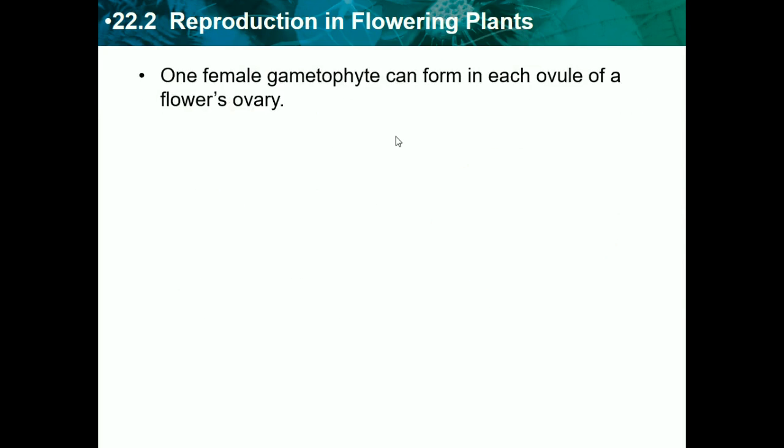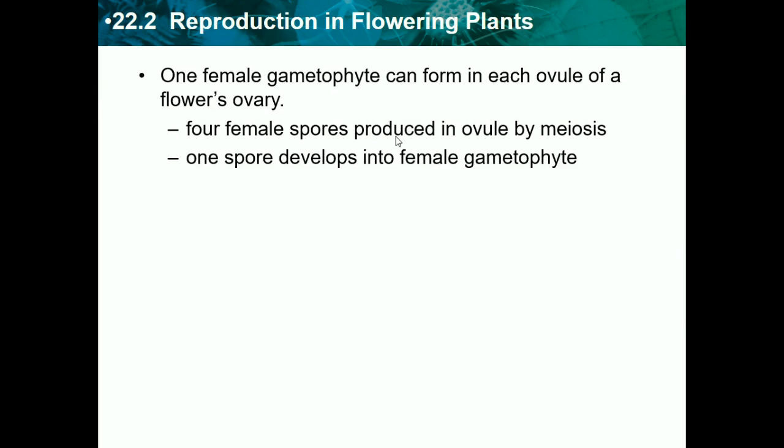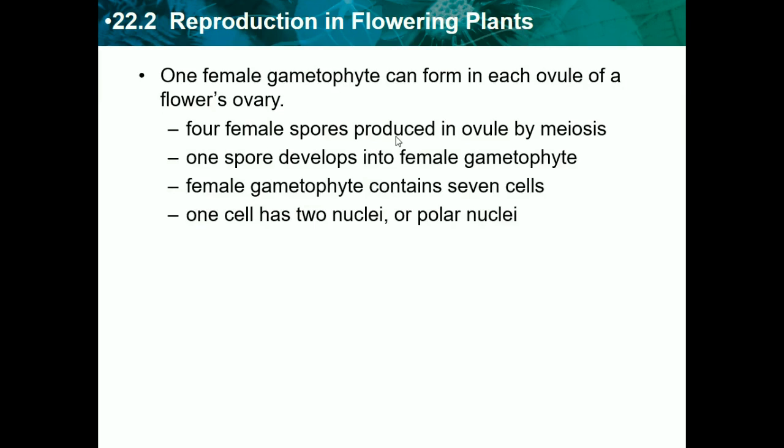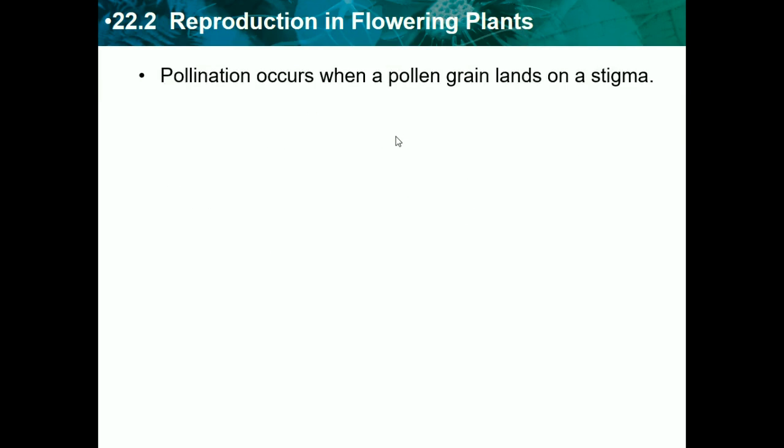One female gametophyte can form in each ovule of a flower's ovary. So 4 female spores are produced in the ovary by meiosis. One spore develops into a female gametophyte. Female gametophytes contain 7 cells. One cell has 2 nuclei, or polar nuclei. One cell develops into an egg, and that is not that important. Basically, we just need to know the parts of the flower and how it reproduces by pollination.